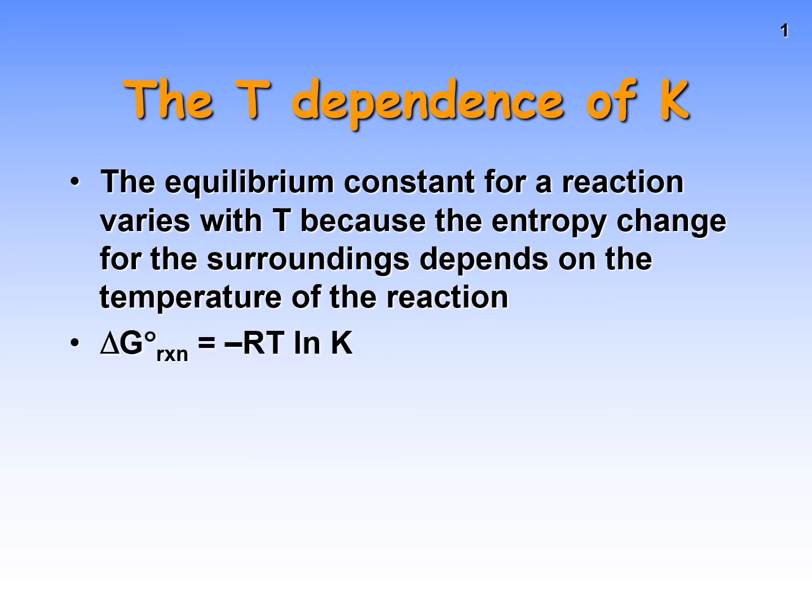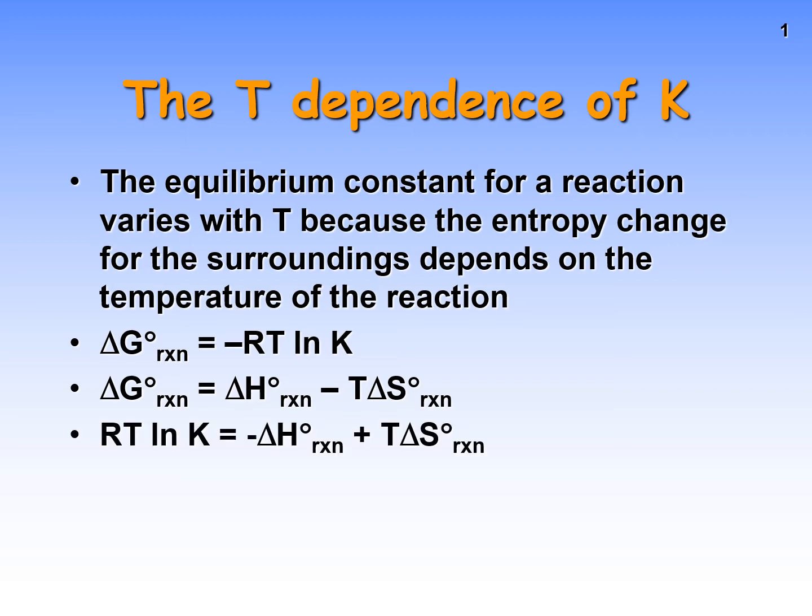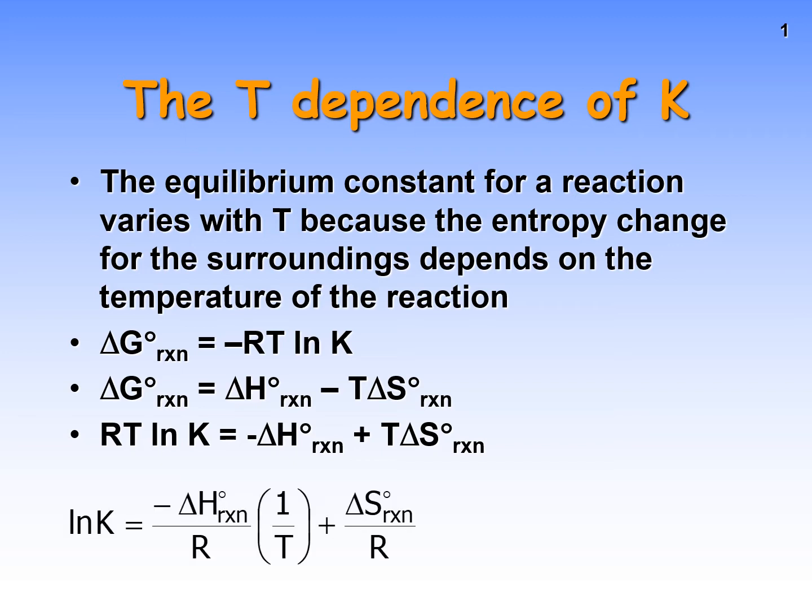Now, we know from the previous lecture that delta G naught is equal to negative RT ln of KEQ, our equilibrium constant. Now, we also know another equation for delta G. We know that delta G is equal to delta H minus T delta S. Now, I can put these two together, right? If I bring them together, I can get this equation, where RT times ln of K is equal to negative delta H plus T delta S. And if I rearrange a little bit more, I finally get this equation.